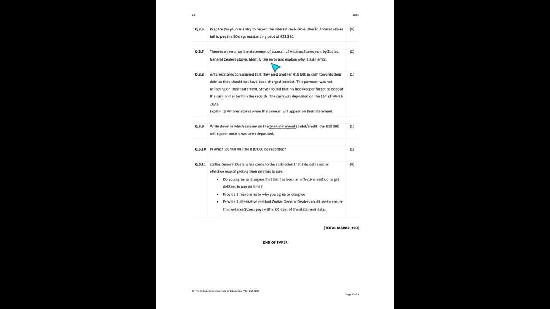Identify the error. So you have to, number 1, state the error. There is an error with line number, or whatever it happens to be, describe it. And explain why it is wrong. So that's for 2 marks. Identify and the explanation of why it is an error. That's your 2 marks.